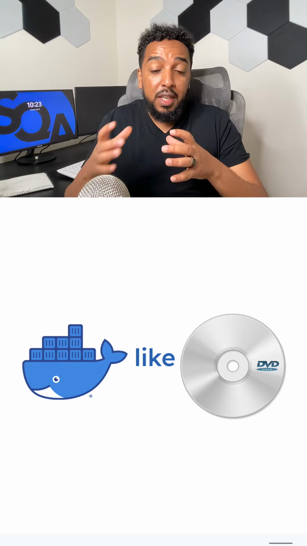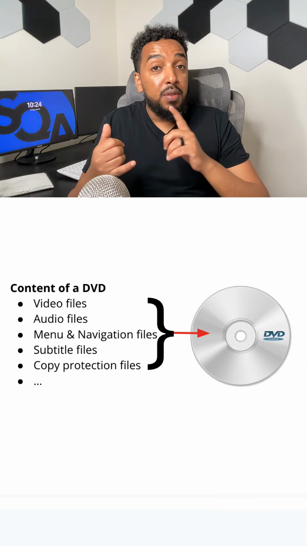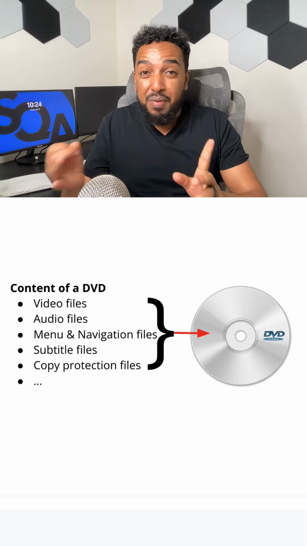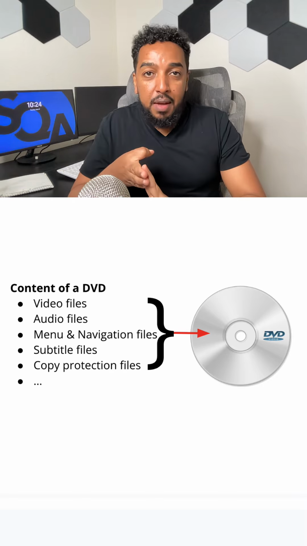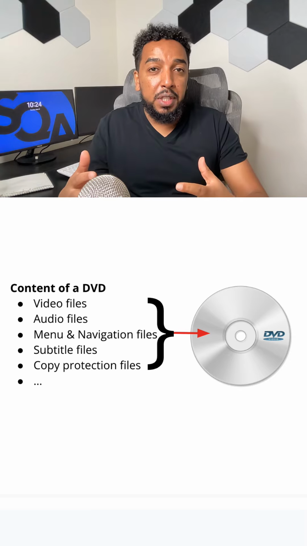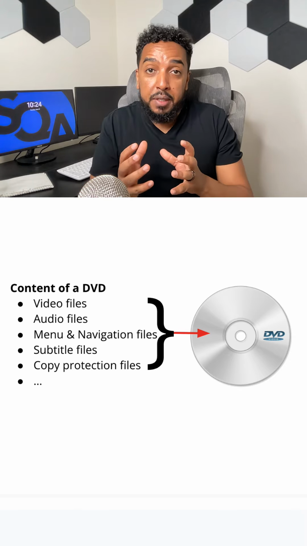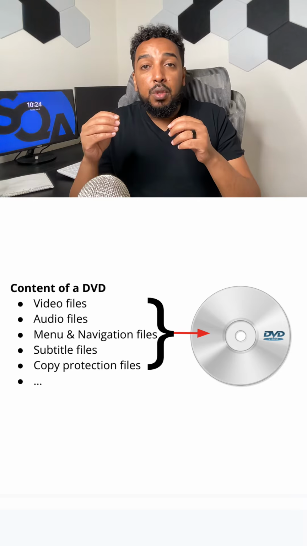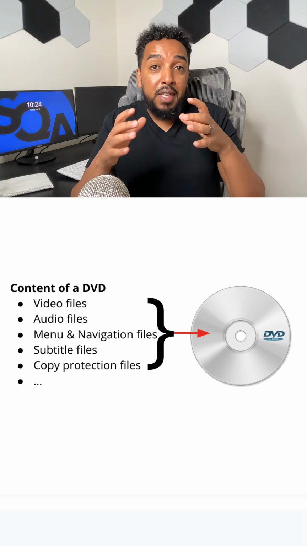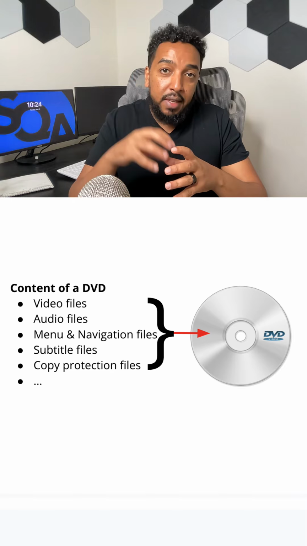Whenever you want to watch a movie, you take a disc and you pop it into a DVD player, but that disc actually contains video files, audio files at the very minimum, and it has some menu and navigation files. It has subtitles, and it has other files for copy protection and things like that. So in order for you to watch a movie, you need all those things to work together. So instead of having to deal with those things individually, you're going to have a disc that has everything you need to be able to watch a movie in there.